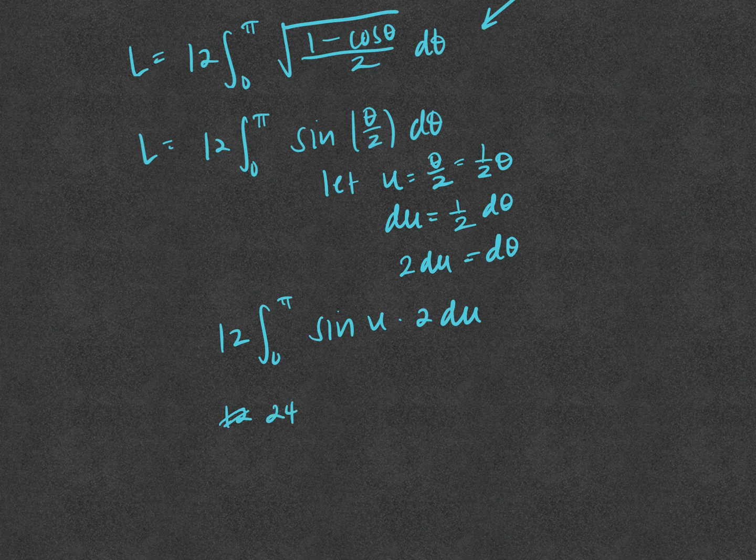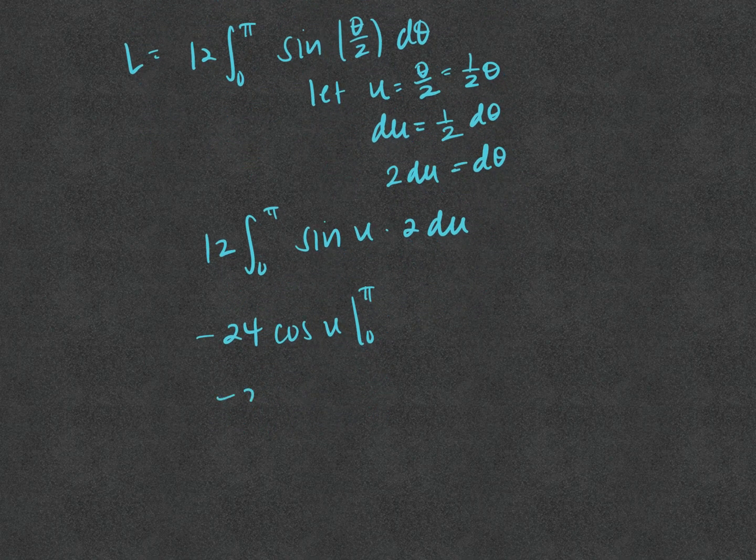Well, let's clean it up, make it pretty. So we have 24. And the integral of sine of u is negative cosine of u. Yep. From 0 to pi.